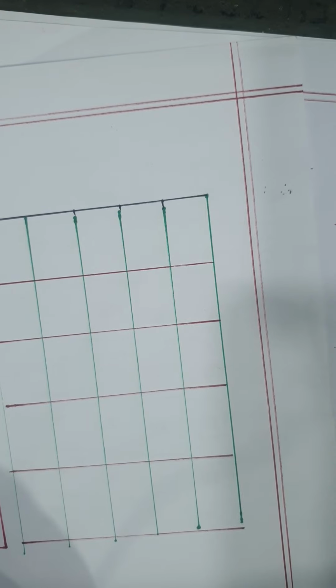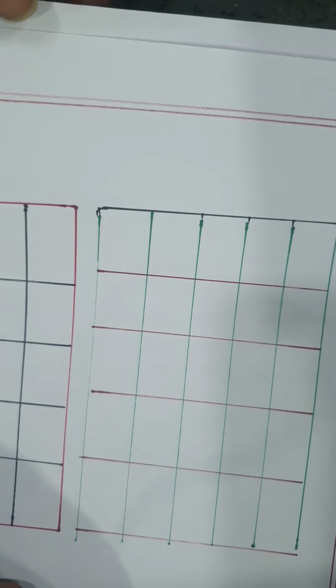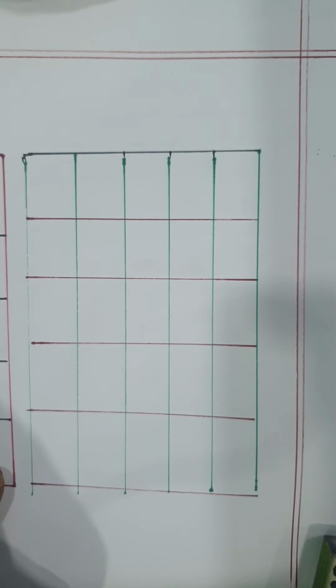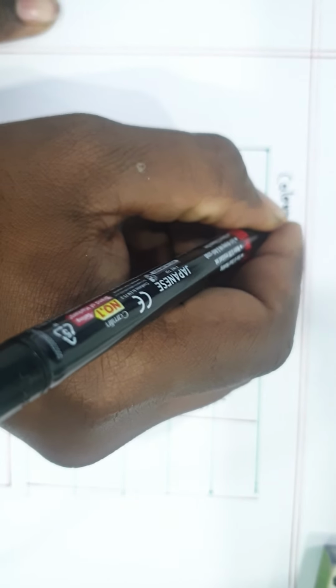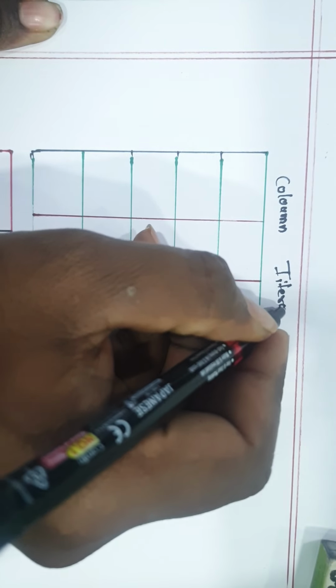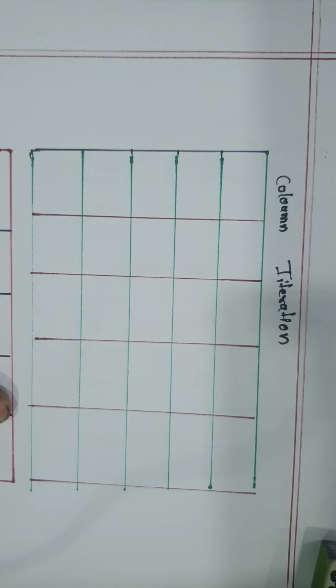Next one is which iteration? Column iteration. In column iteration, as you can see, this one is known as the column iteration. So I will write here column iteration. Which iteration? Column iteration. First one is the row iteration, next one is the column iteration.